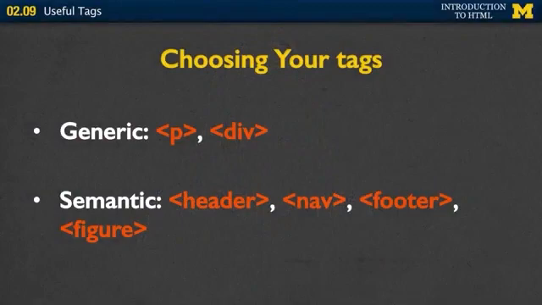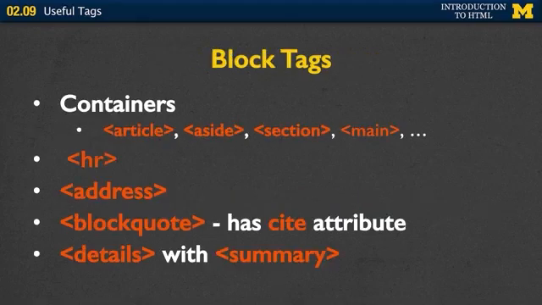Paragraph is kind of self-explanatory, and div gives you a way to put groups of content together. But the problem with both div and paragraph is that they're very generic. So we want to move over to the idea of using these semantic tags, such as header and nav, footer, and figure. And we talked about those in an earlier video. Some of the other block tags that you may not be familiar with are listed here.